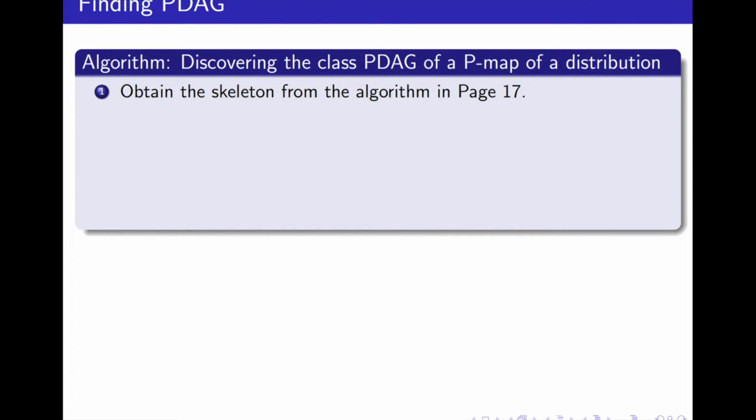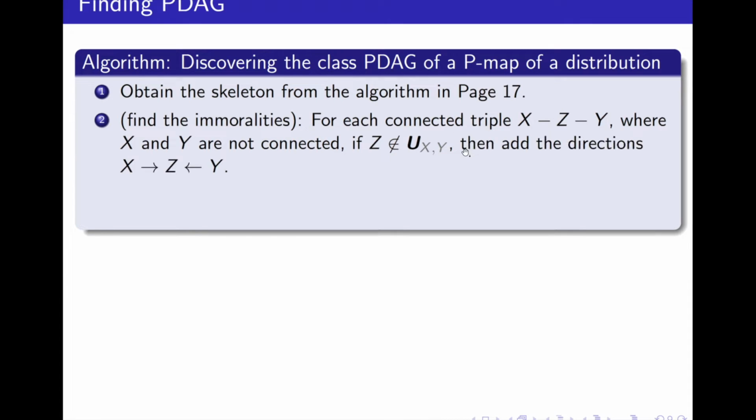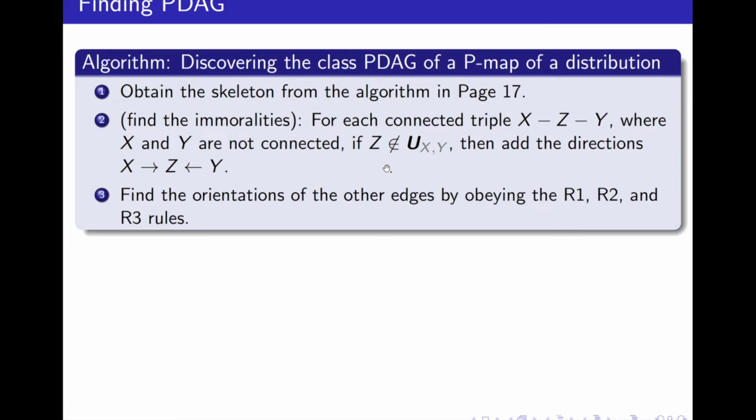To summarize, discovering the class PDAG of a P-map of a distribution, the algorithm was as follows. We first would find the skeleton of the PDAG. Then we would find the immoralities. The idea was that for each connected triple X, Z, Y, where X and Y are not connected, if Z was not in the subset U that made X and Y independent in the part for finding the skeleton, then we would make X, Z, Y a V-structure. Otherwise, we wouldn't do anything. And the last step was to find the orientations of the other edges by, for example, the rules R1, R2, R3.